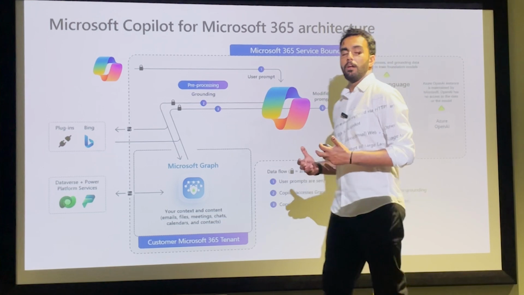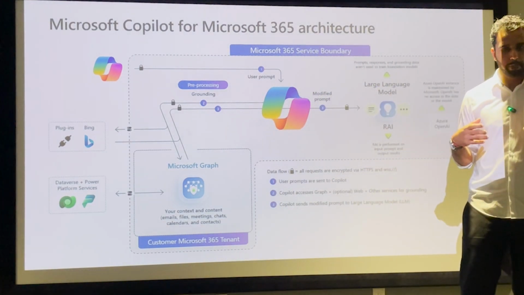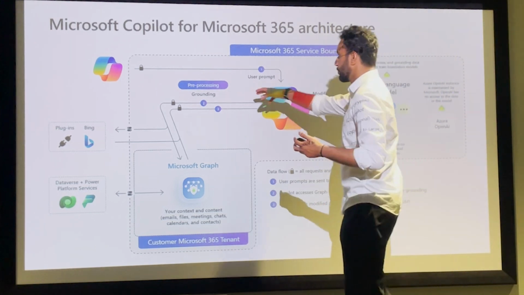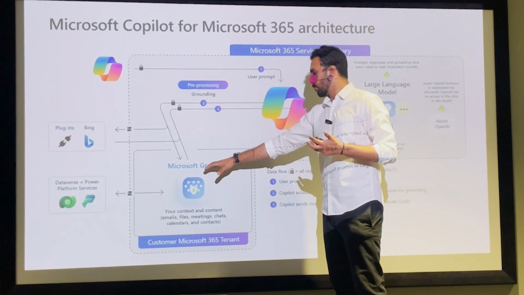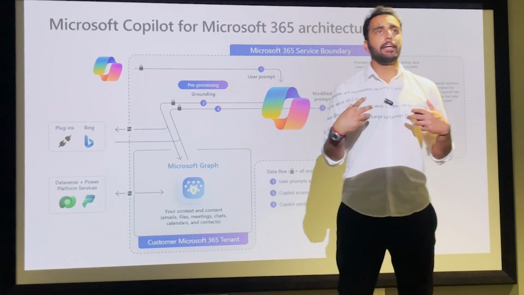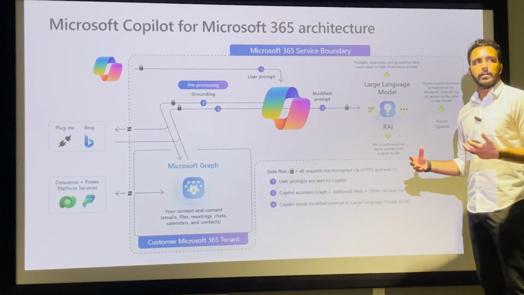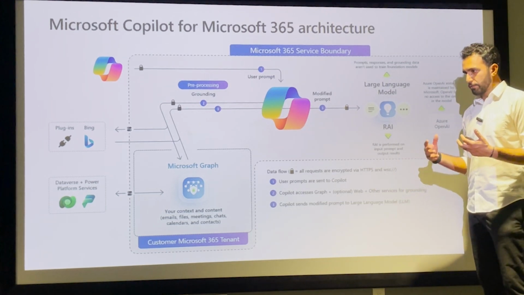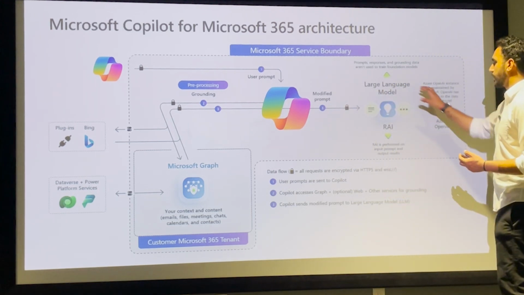The large language model would try to interpret the information that the user sent, whatever the prompt was, whatever the information was here from the Microsoft Graph. It will combine that information and it will give it in a user-friendly manner, right? So Copilot would be sending this modified prompt to the large language model.